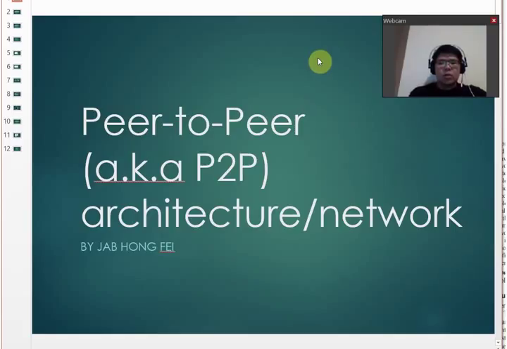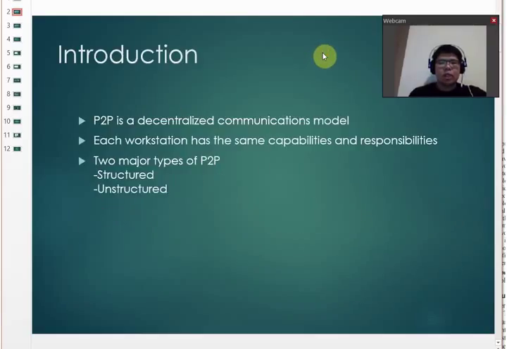In this video, I will talk about the summary of my findings regarding peer-to-peer software architecture. Peer-to-peer architecture, also known as P2P, is a decentralized communication model that commonly uses a computer network architecture in which each workstation or node has the same capabilities and responsibilities. P2P is often compared and contrasted to the standard client-server architecture, in which some computers are dedicated to serving others.